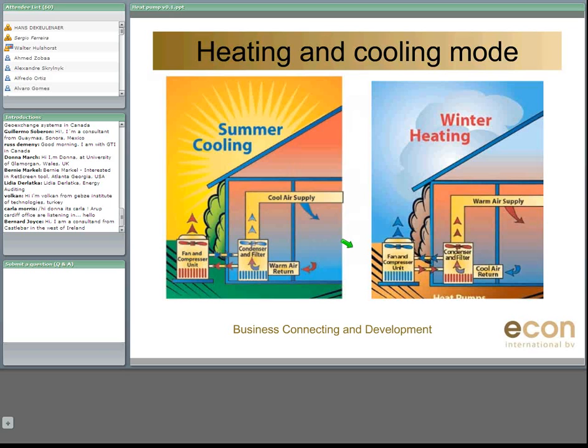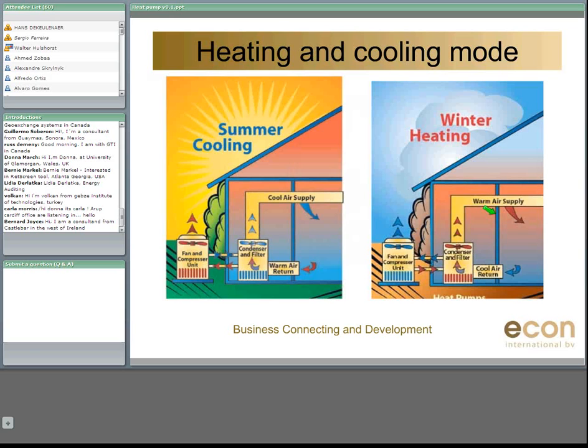If you go to the heating mode, then you will see that your outdoor coil becomes your evaporator, while the indoor coil becomes your condenser, and the air outside, even at 0 degrees, will contain some heat. So you can use your heat from this side, transfer it over there, compress it, and then you get some warmer heat.